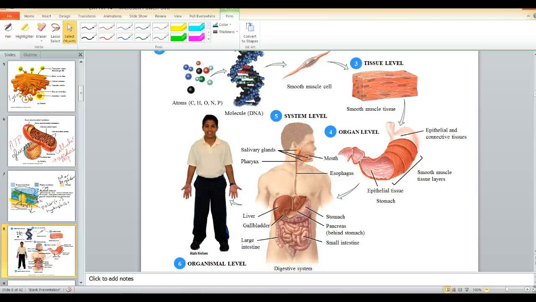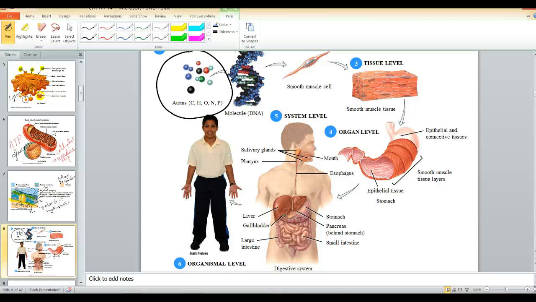So hierarchical organization basically means we go from small to large. The first level of hierarchical organization that we're going to see is going to be on the chemical level, meaning that there's no lifelike characteristics. And these are going to be atoms, the smallest unit. As you can see, your body is made up of some common atoms, C, H, O, N, and P.